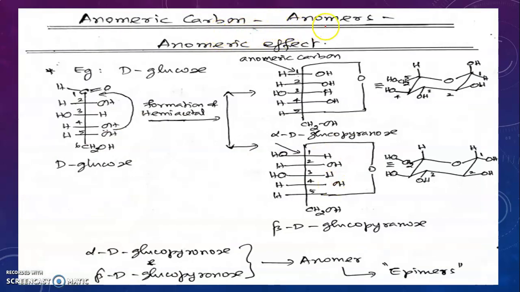Anomeric carbon, anomers, anomeric effect. Very, very important part in carbohydrate chemistry. Here, in order to explain this, I will take D-glucose as an example. You can take D-mannose, galactose, anything, but it is better to use D-glucose because we are very familiar with the structure of D-glucose. This is the Fischer projection for D-glucose.